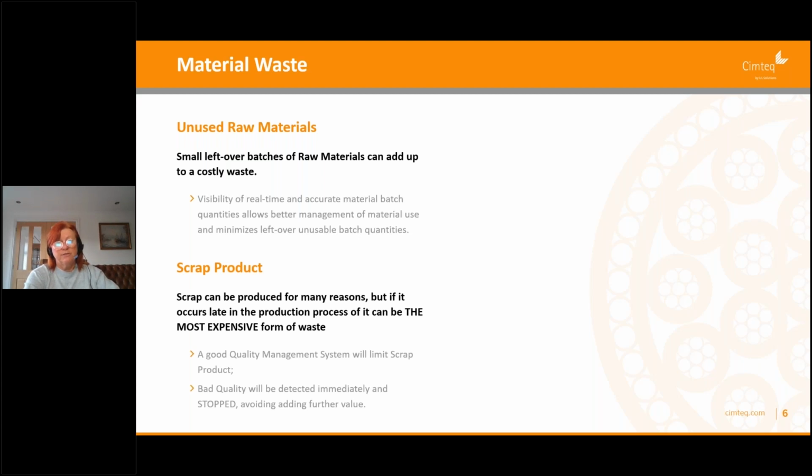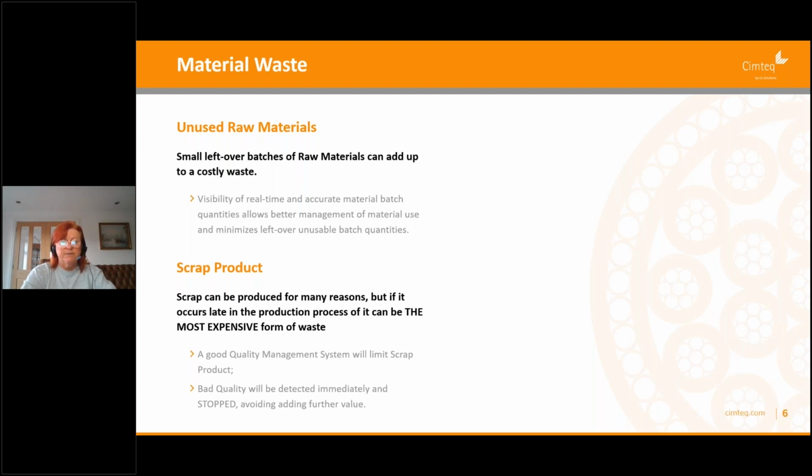Scrap, of course, can be produced for many reasons, but something can always happen that's going to start us producing a scrap product. What we need is a good quality management system, so that as soon as a product goes out of tolerance, as soon as there's a chance that we may be producing scrap, an alert is flagged up so that something can be done about it.